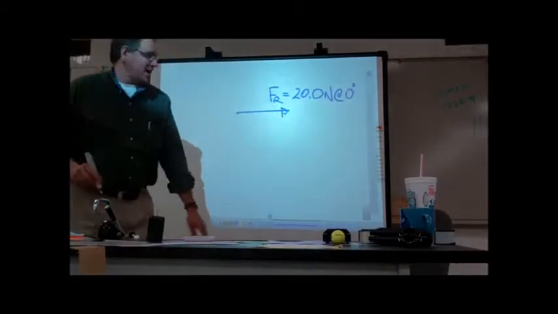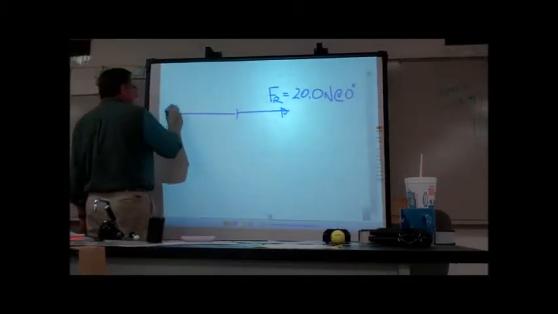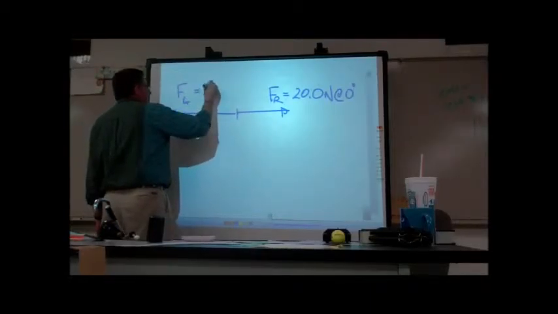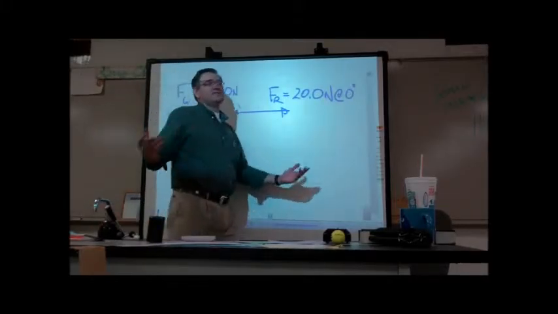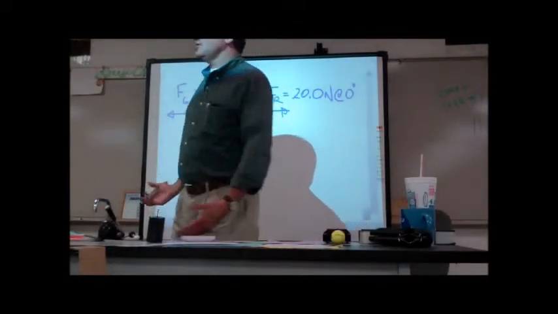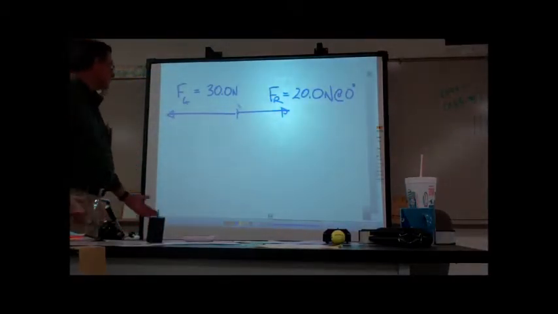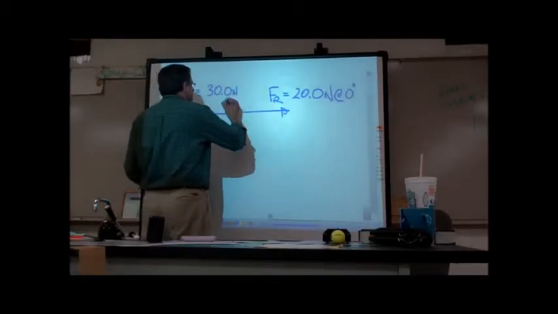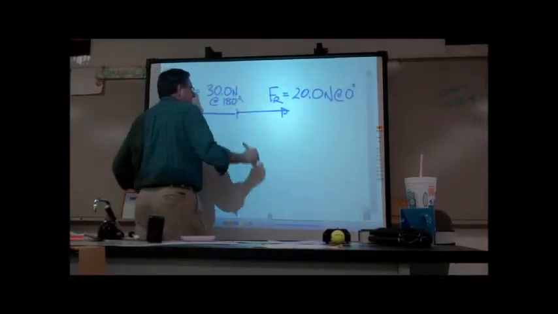Okay? Now, over here I've got force Graber, which is going to be 30 newtons. Now, is that enough information? No. What else do I need? Direction. So she's going to be pulling over here, which is going to be what angle? 180 degrees. So force Graber is 30 newtons at 180 degrees.